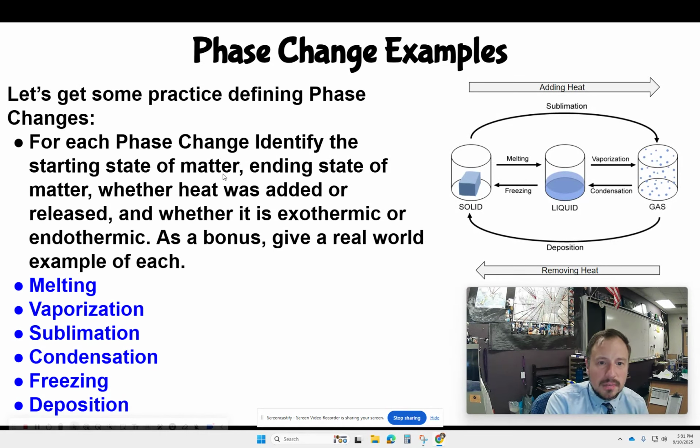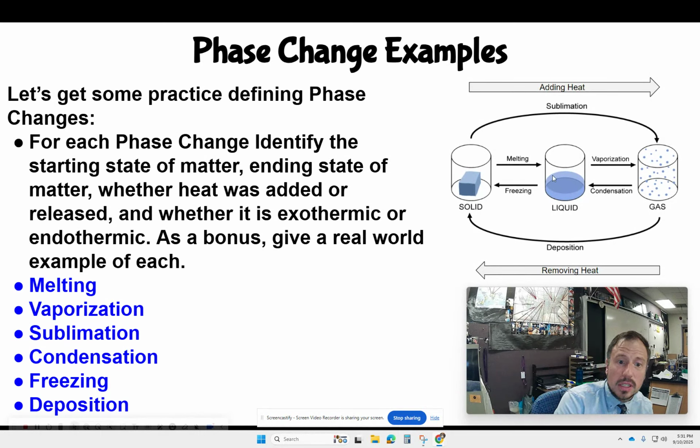Identify the starting state of matter, ending state of matter, whether heat was added or released, and whether it is exothermic or endothermic. As a bonus, give a real-world example of each. So I'm going to help you out with all of these, right? Melting, this is on the chart. Melting is the first one. It's going from a solid to a liquid.